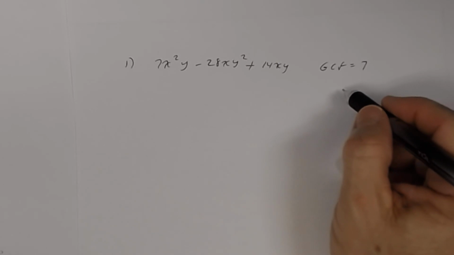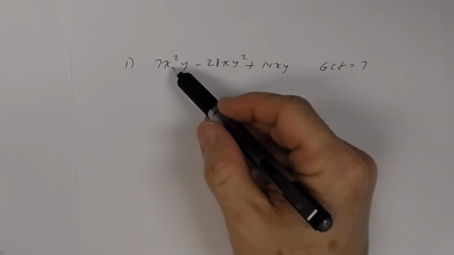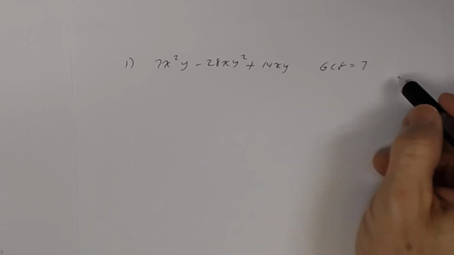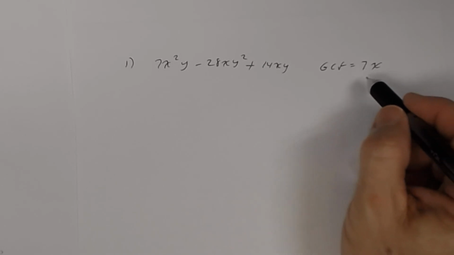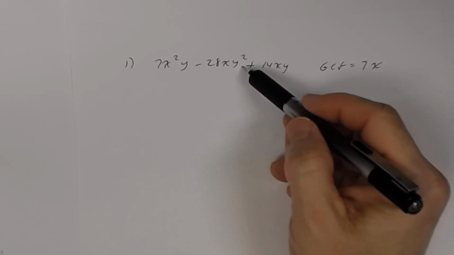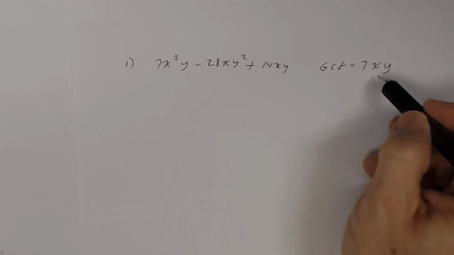Then if you look at your variable, there's an x in this term. In fact, there are two factors of x here. There's one factor of x here, and there's one factor of x here. So you're going to factor out just one of them. With regards to y's, there's a factor y here, there's 2 here, and there's 1 there, so you're going to factor out a y. So this is your GCF.